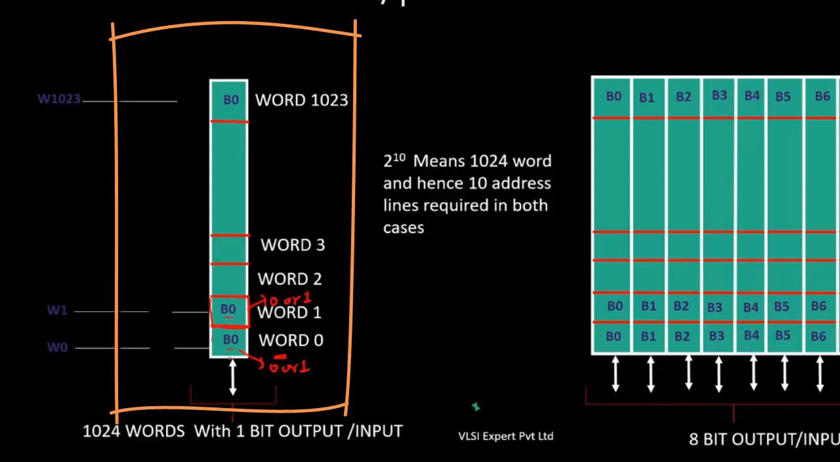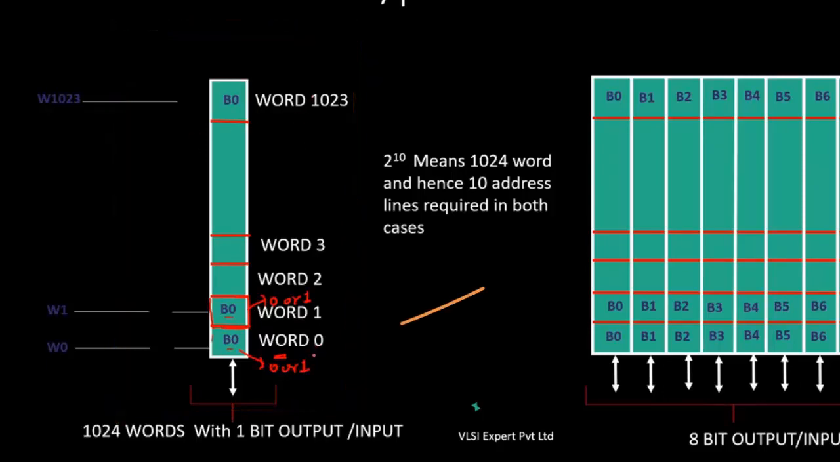Now if you see, I have so many boxes. So right now, how many boxes? Please be very careful. When we talk in memory, we always start with 0. So 0, 1, 2, 3. So how many boxes do I have here? I have in total 1024 boxes.